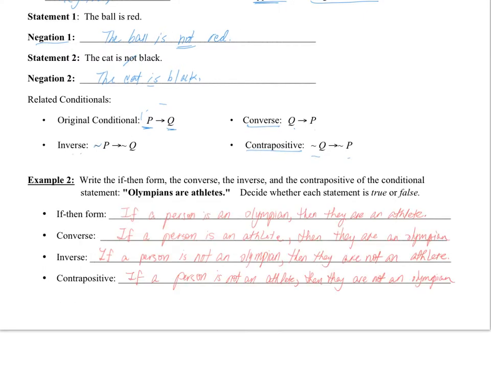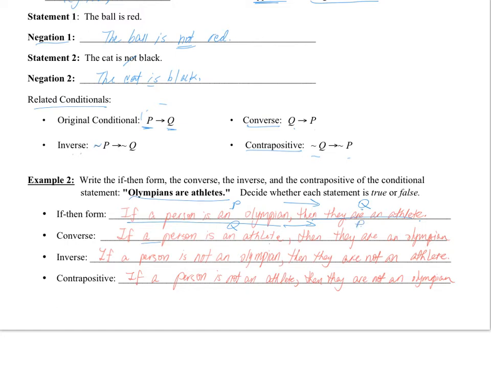Okay, let's use a simple statement to illustrate the related conditionals. Olympians are athletes. So the original conditional, if a person is an Olympian, then they are an athlete. So this part of the sentence would be the P and then to the Q. And the converse would be to reverse the Q and the P. So if a person is an athlete, so you can see this part is being put in the front, it would be Q, and then they are an Olympian, P.